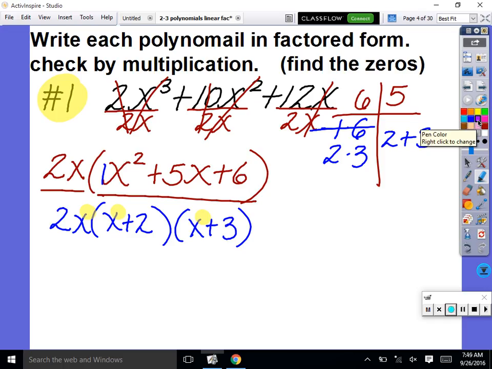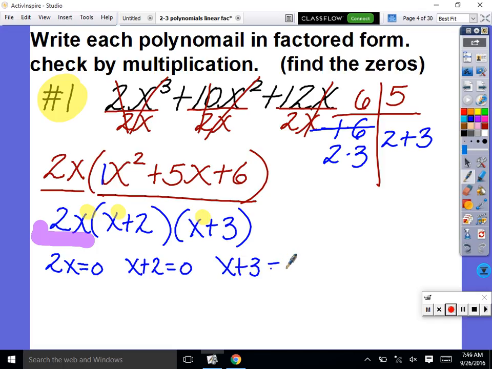So we're going to set each factor equal to 0. Guys, I still have so many of you saying, what do I do with that? That's a factor, guys. That is a factor right there. That's a linear factor. You set all linear factors equal to 0. So you'll set 2x equal to 0. You'll set x plus 2 equal to 0. You'll set x plus 3 equal to 0. And now it's just algebra to get x alone. 2 times x. What do we need to do to get x alone? Divide by 2. 0 divided by 2 is 0. So we get x equals 0 is a solution.